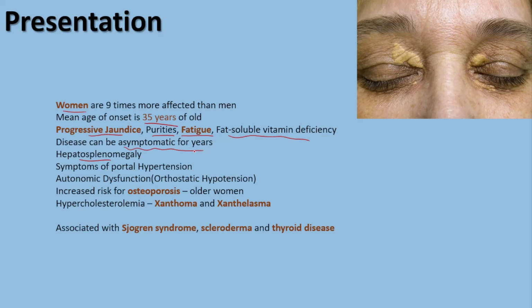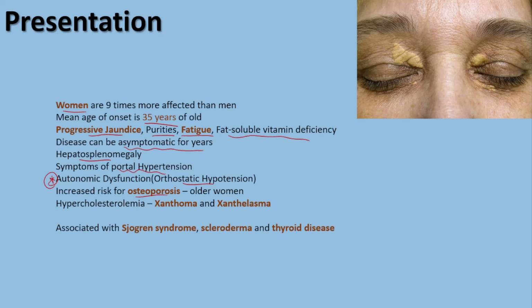Another manifestation is portal hypertension, and this is due to the fact that most untreated patients with primary biliary cirrhosis develop liver cirrhosis. Also, the patient may experience autonomic dysfunctions. For example, the patient might have orthostatic hypotension, and again, due to vitamin D deficiency, older women usually develop osteoporosis because they cannot absorb enough vitamin D.